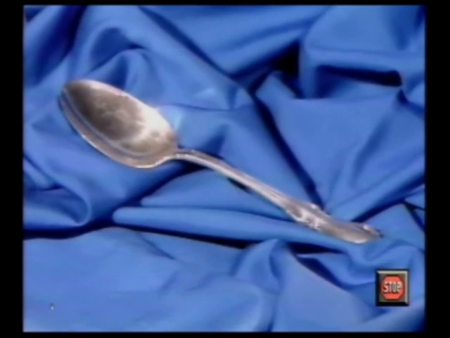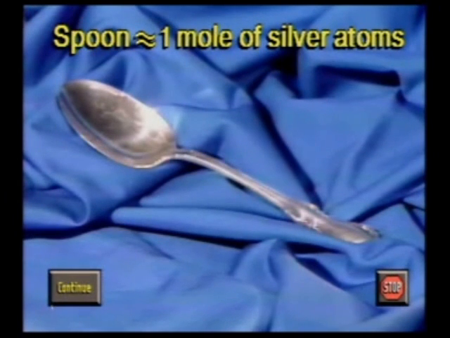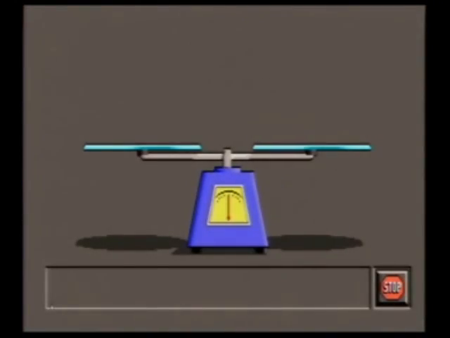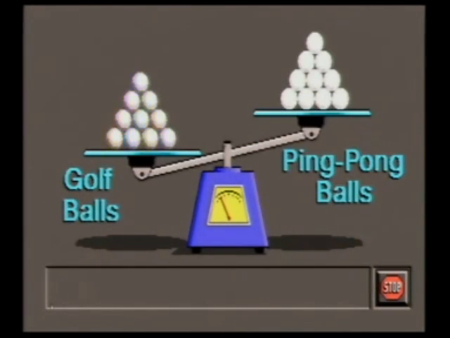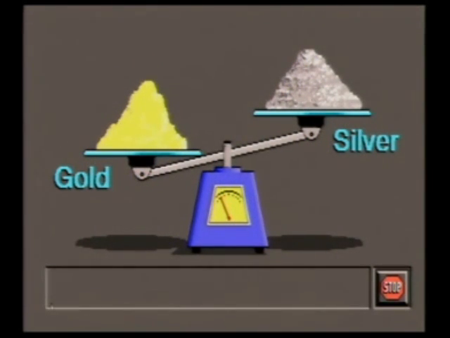Avogadro's number is so large because atoms are so small. This spoon contains about a mole of silver atoms. Determining the number of moles in a sample involves finding its mass. First, consider this analogy. Golf balls are heavier than an equal number of ping-pong balls. So, substances with the same number of particles can have different masses.